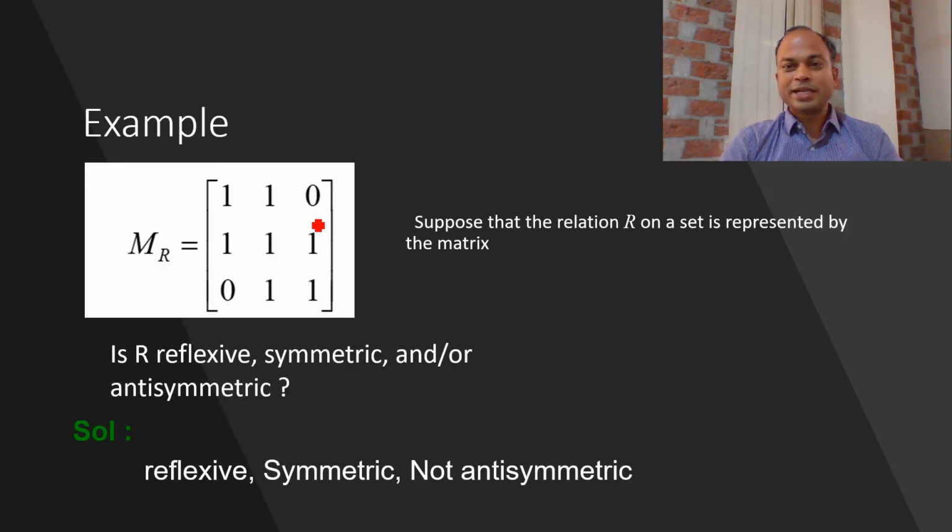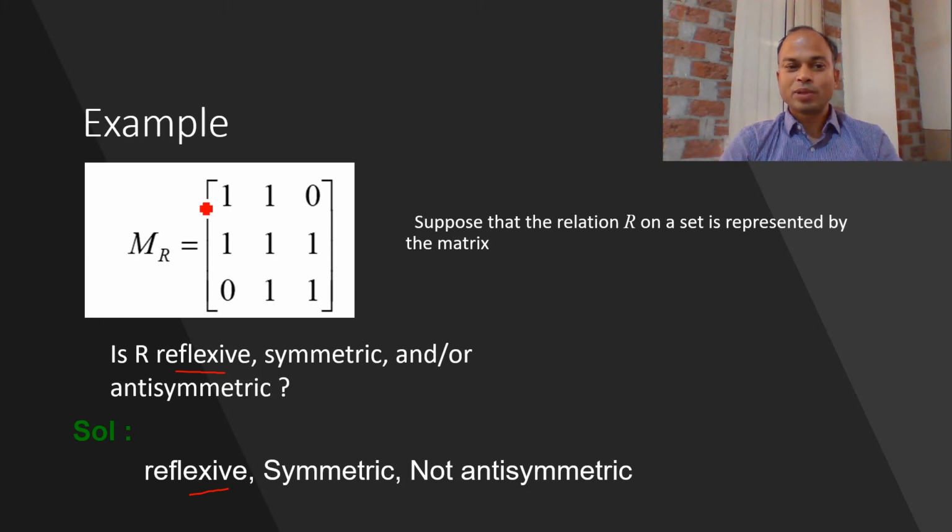If we talk about the matrix representation of any relation, say this matrix is given and we have to find out what relations are involved in this matrix. Here, if we observe, the diagonal element is 1, all the values of the diagonal are 1. Therefore, R is a reflexive relation.